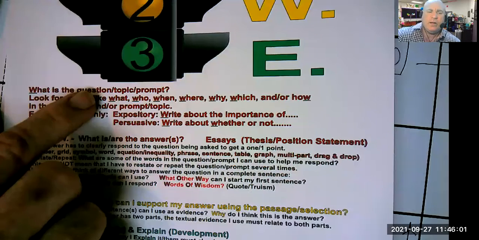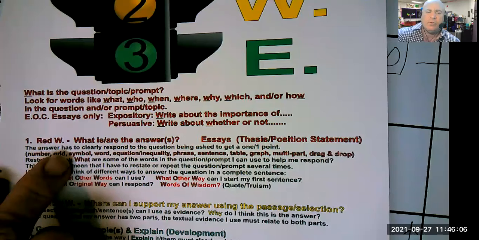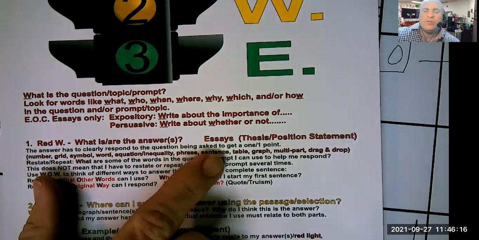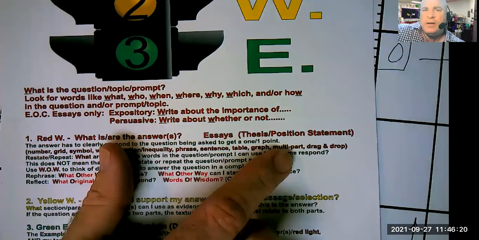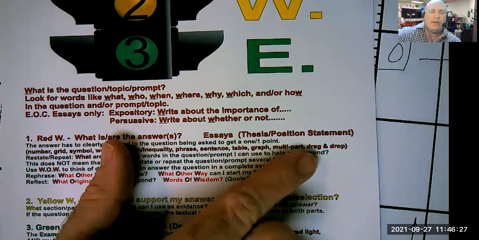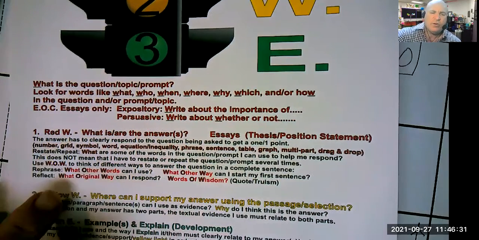They're going to be a number or a grid, which is what we just did. They might have to put a symbol or a word or an equation, an equality for math. A phrase might be the answer, a sentence, a table, a graph. It might have multi-parts where part A depends on part B or part B depends on part A. There might be a drag and drop. All of those are the different ways. And if you're wanting to go into more detail, I'll show this to you very quickly.